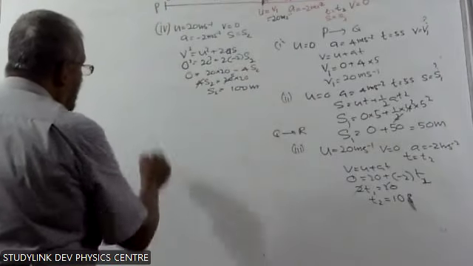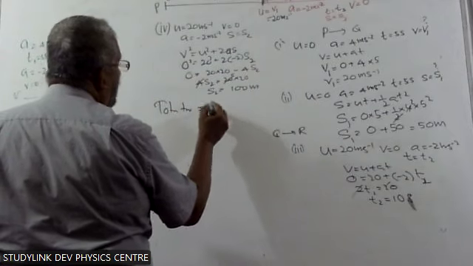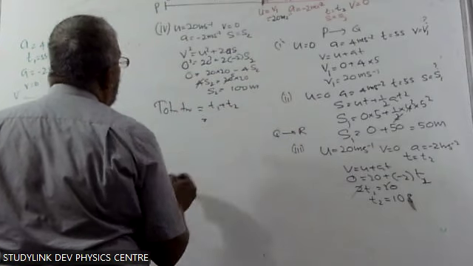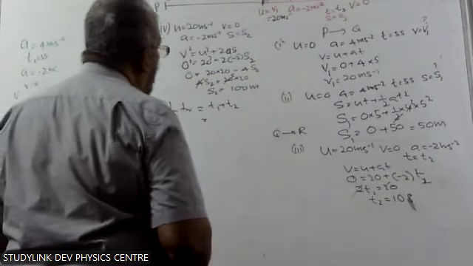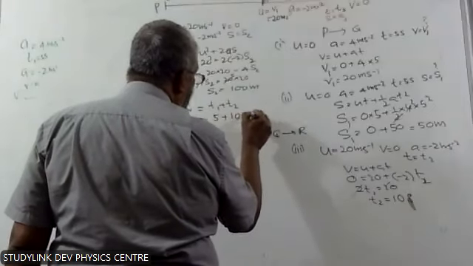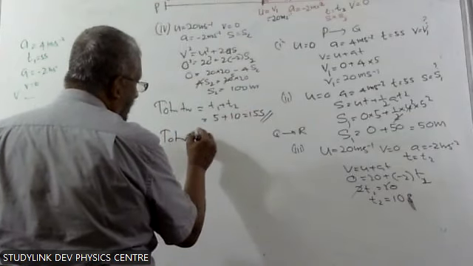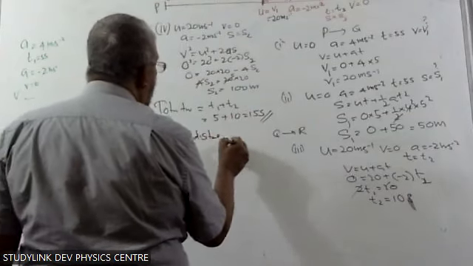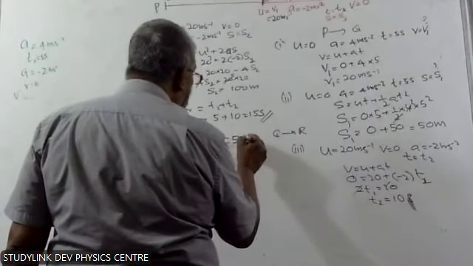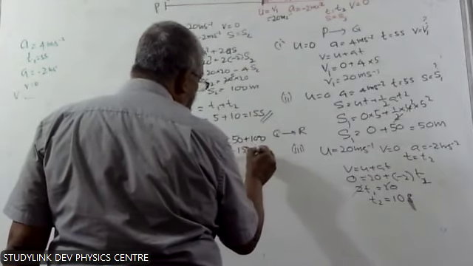Then total time: T1 plus T2. That means T1 for the first situation, 5 seconds, plus the second situation, 10, is 15 seconds. Total distance: first distance S1, 50 meters, plus second distance, 100. That is 150 meters.